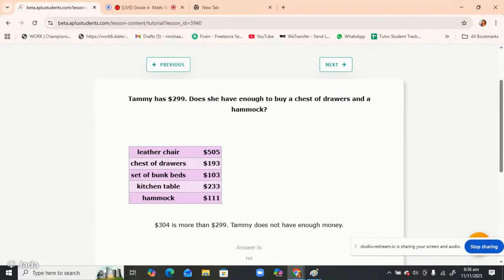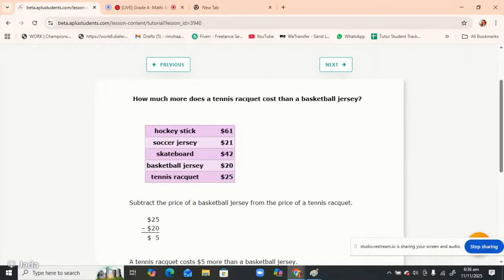Tammy has not enough money to buy both these because total has only 299 and she wants to buy all of these two, the drawers and the hammock. So when you add the drawers and the hammock, this is 193 and 111. So check it out. Answer is greater as compared to 299. So you can say that no. Okay.